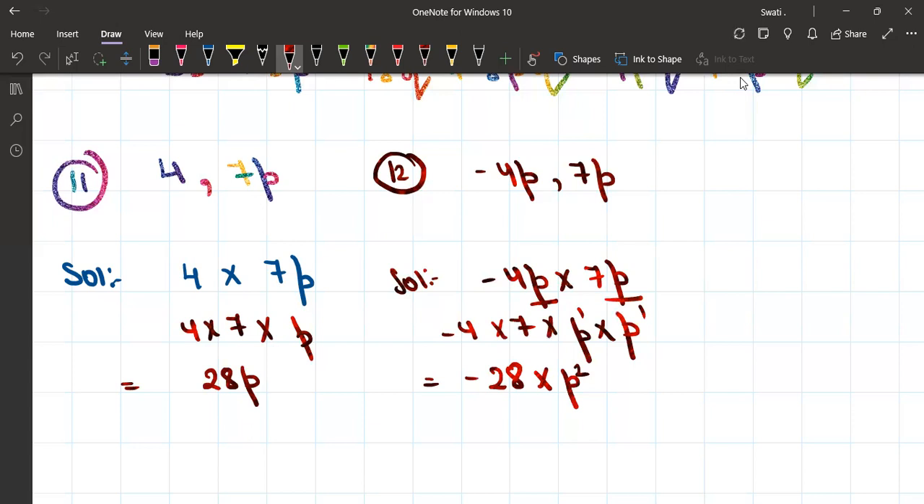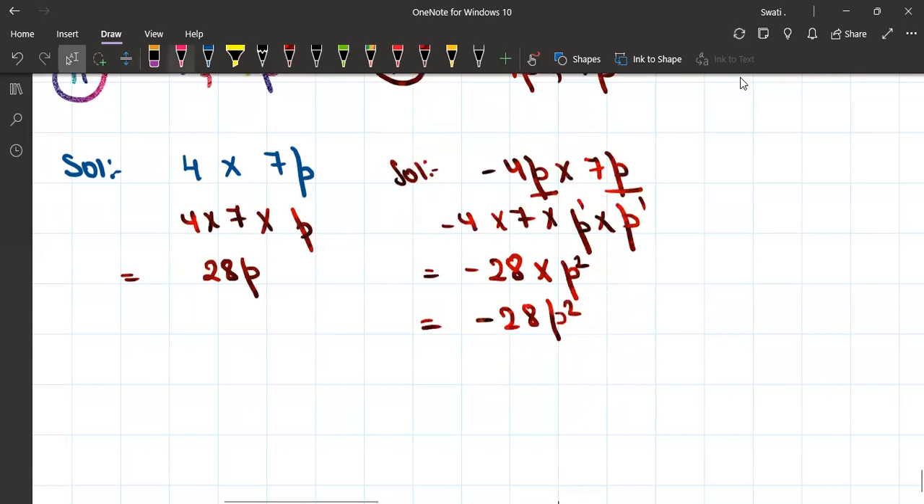Okay. Remember, this is only for the same term. So p times p together, and 1 plus 1 is 2. So that you can write down as minus 28 p square. We can skip writing that multiplication sign because that is obvious.